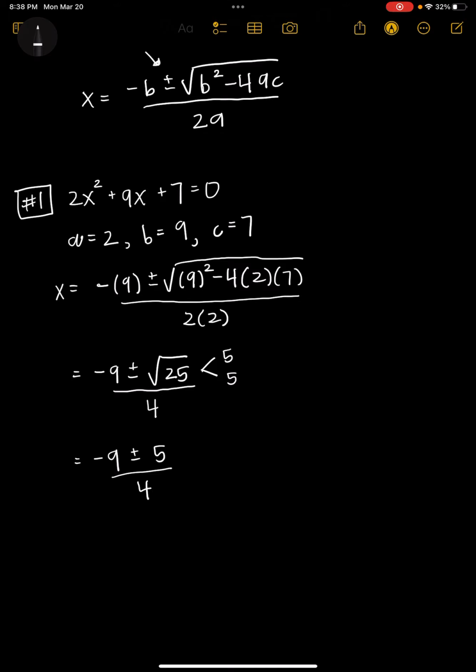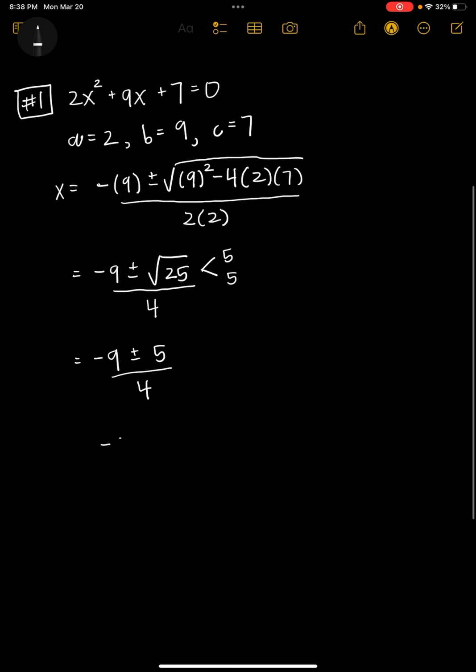So once we get to here, we can write it as two separate equations. We can say negative 9 plus 5 divided by 4, and then negative 9 minus 5 divided by 4, and plug those in. When I do negative 9 plus 5 divided by 4, I get negative 1. And when I do negative 9 minus 5 divided by 4, I get negative 14 over 4, which is the same thing as negative 3.5. So these are my two answers.